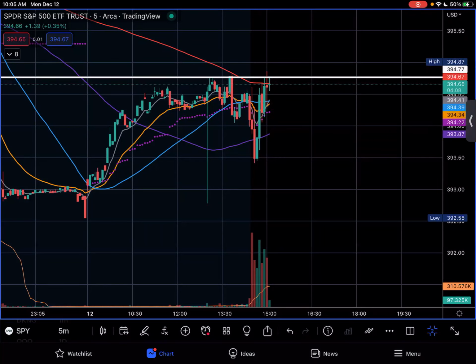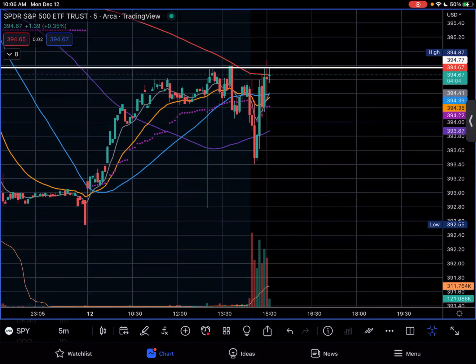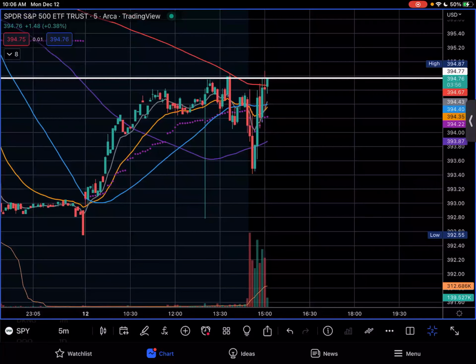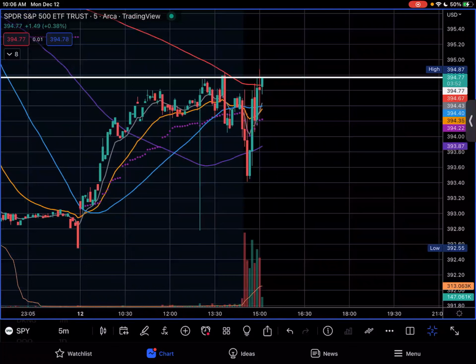Because this level is so strong, if we don't reject, if we do end up getting a strong move above that, I definitely think there's more room to the upside, in which case I'll stop out of these puts and possibly look to flip sides on that one. So we're at this level right here. So we'll see what we do.